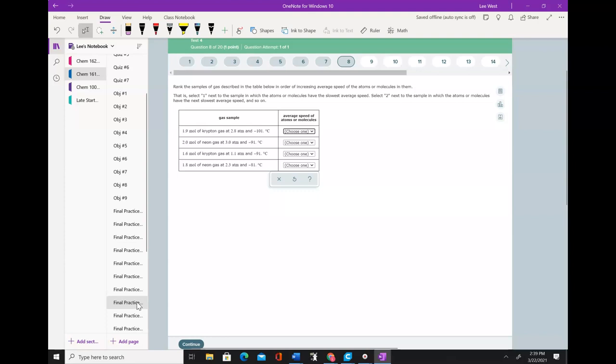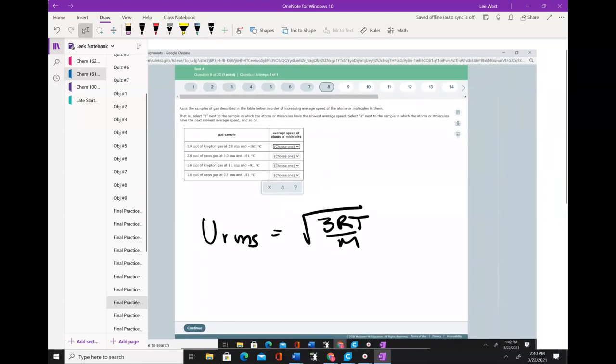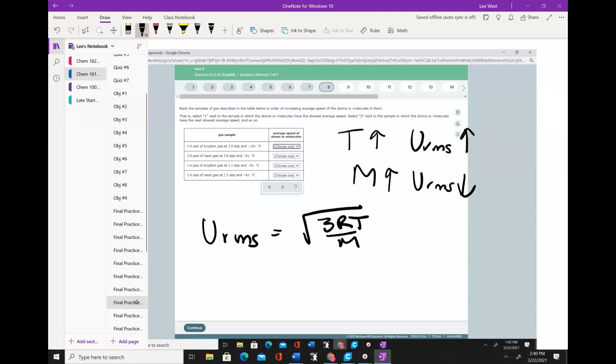Rank the samples of gas described in the table below in order of increasing average speed of the atoms or molecules in them. The thing to keep in mind is that the root mean square speed is equal to the square root of 3RT over M. Some things do affect the speed of the particles. The temperature affects the speed, and as the temperature goes up, the speed goes up. The molar mass affects the speed, and as the molar mass goes up, if the temperature is the same, then the speed will actually go down.